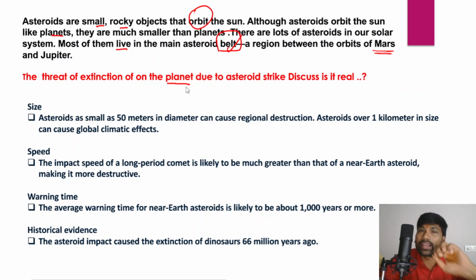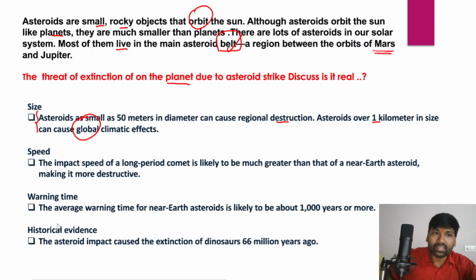Discuss, is it real? Can asteroids really have the capacity to destroy this planet, or can an asteroid strike really lead to the extinction of all the species or all the life on this planet? That is the major question that we need to discuss. Asteroids as small as 50 meters in diameter can cause regional destruction, right? Asteroids over 1 kilometer in size can cause global climate effects, right? So whenever any asteroid hits the planet, it could create a global catastrophe.